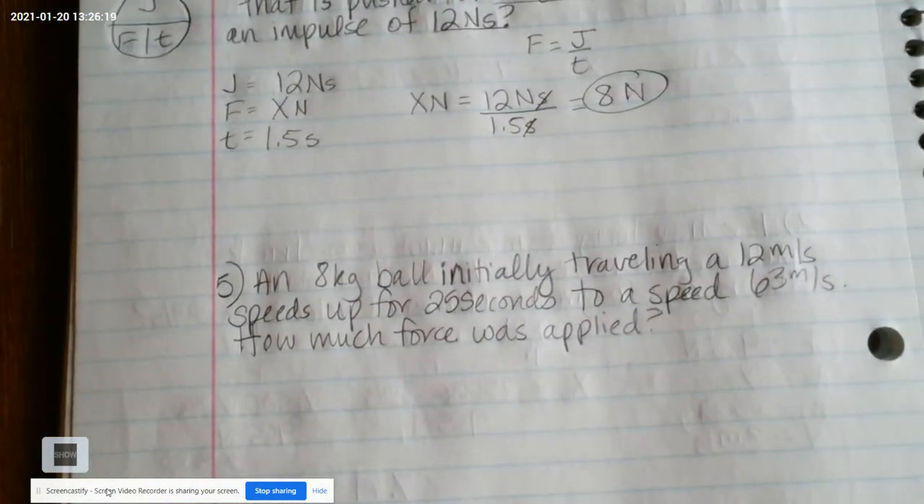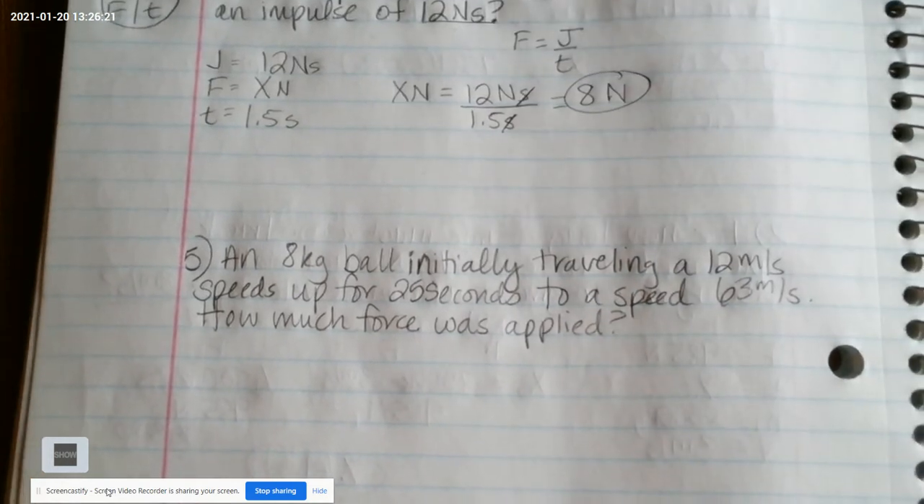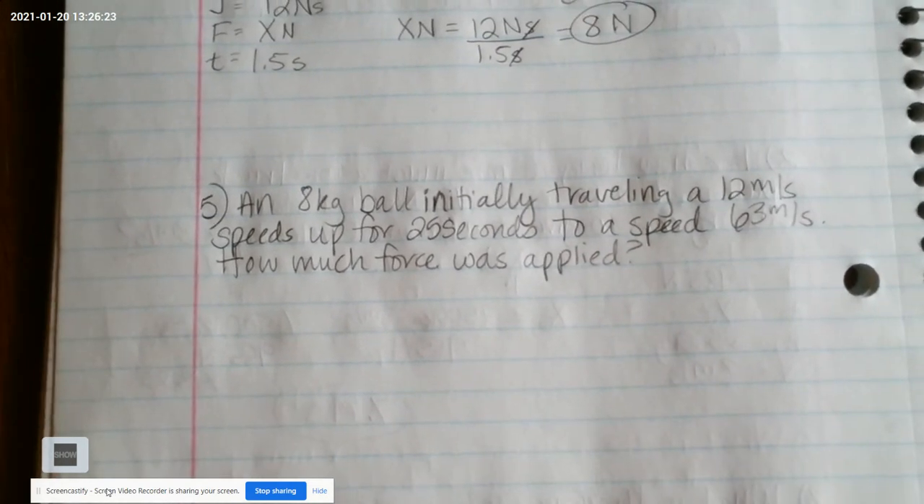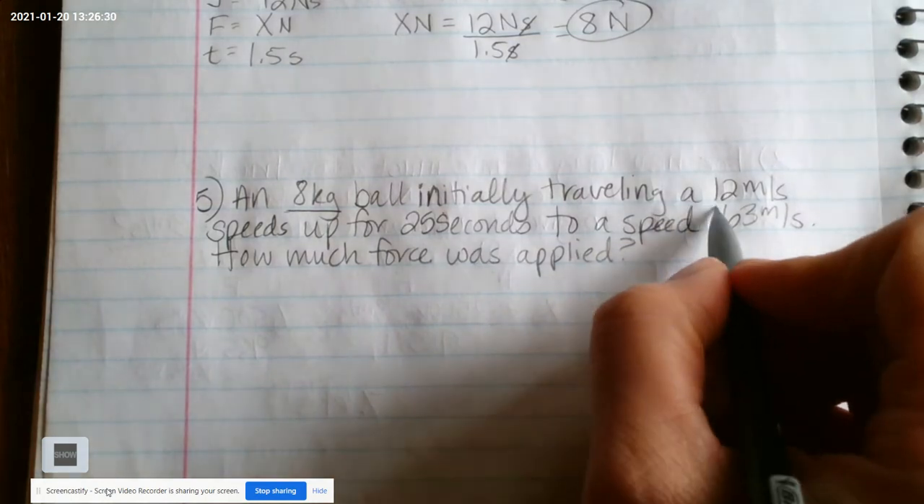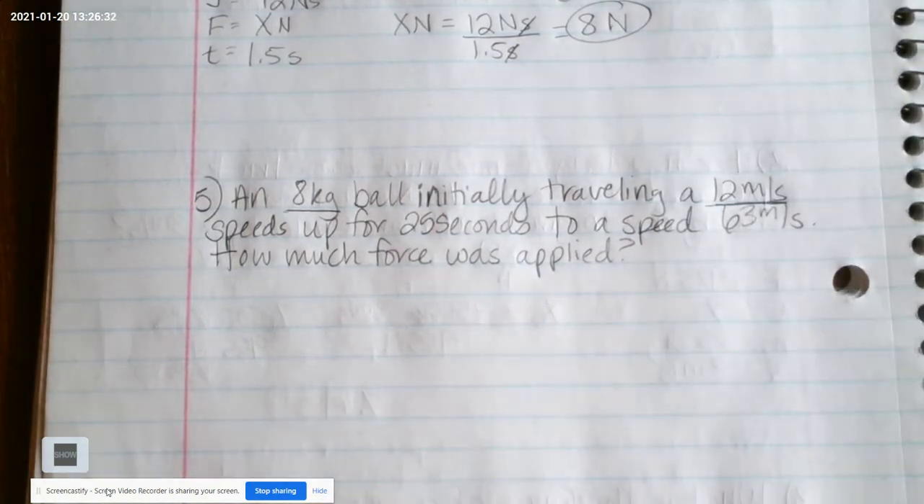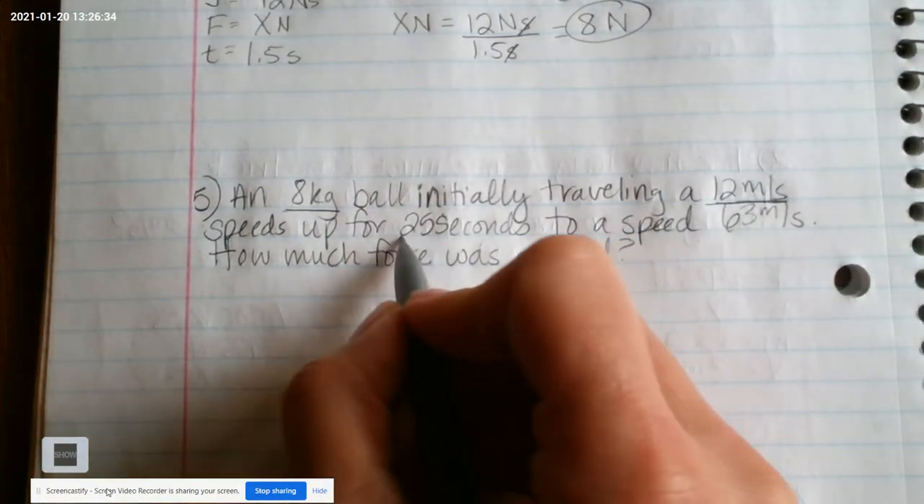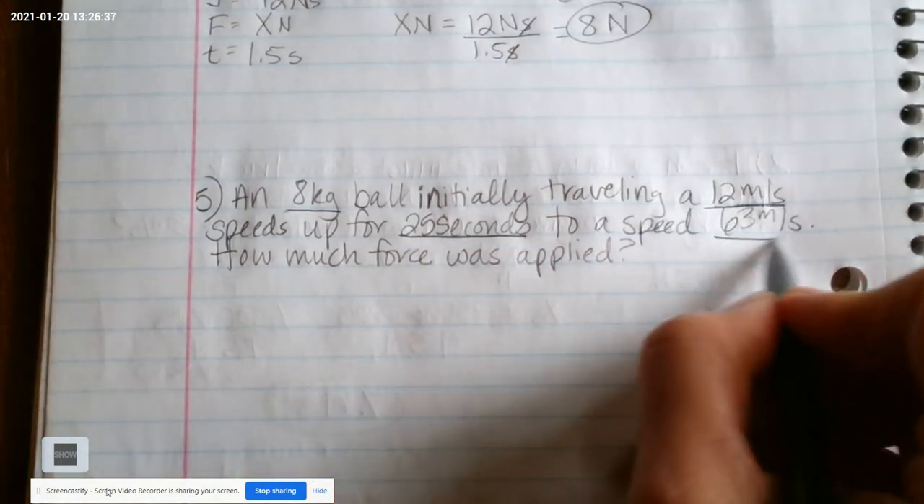And we're talking about a ball. So an 8-kilogram ball is initially traveling at 12 meters per second. So let's underline what we have. 8-kilogram ball initially traveling at 12 meters per second speeds up for 25 seconds to a speed of 63 meters per second. Oh, look at that.